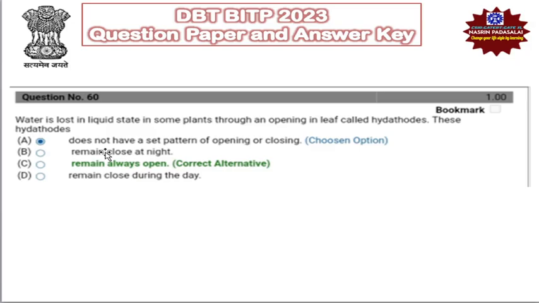Next is water is lost in liquid state in some plant through an opening in leaf called hydathodes. These hydathodes are, okay, so the correct answer for this question is they will remain open always. There is no regulatory mechanism to close them or to open them. They will remain open every time. So hydathodes are generally present in vascular plants. It's just a plant organ which is responsible for releasing the droplets from the leaf surface or from the leaf margin or in the outer surface of leaf. Okay, this organ is responsible for the process called guttation.